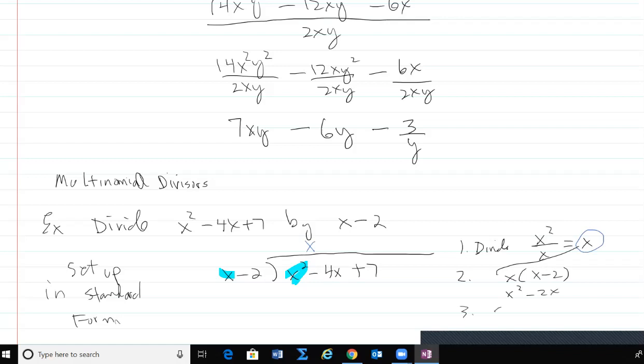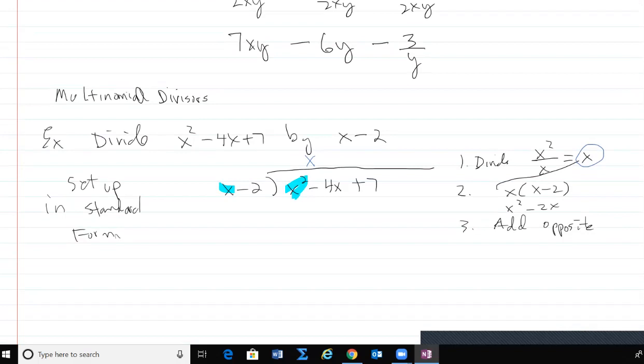In my third step, I am going to add the opposite. In other words, the opposite of this. So in other words, I'll be doing this. And I'll put that over here. Okay, going to add. So this will make a negative 2x plus 7. Okay, now I look and say, well, should I keep going? And the answer is yes, you can keep going because this now can be divided into this. This is a higher power, so I can keep going.